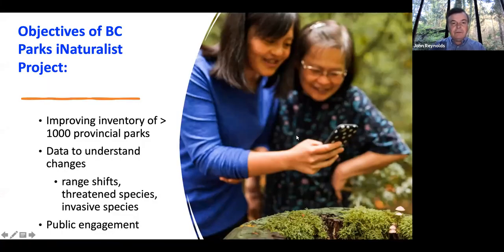And so the objectives of this program, which started 3 summers ago, is first of all to improve our inventory of BC's provincial parks. If you include provincial parks, conservancies, and ecological reserves, there's in fact 1,034 of them. That's an awful lot of real estate, which clearly the staff are not going to be able to inventory on their own. And so this is where we're harnessing the power of community science to try to enlist many, many pairs of eyes in a very fun way.